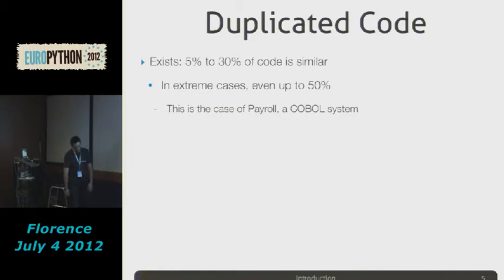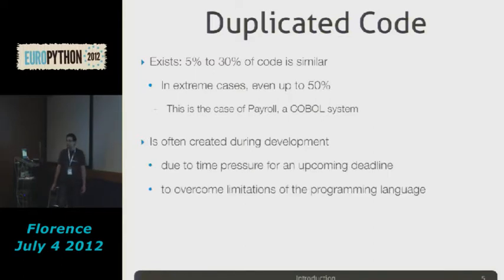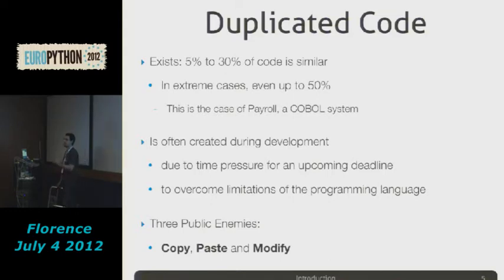Duplicated code is a real problem. Researchers in the field of software maintenance stated that in large systems, from 5% to 30% of the code is similar, and in extreme cases, even up to 50%. That was the case of a COBOL payroll system. They also said that duplication often occurs in development because of time pressure due to upcoming deadlines, or to overcome limitations of the programming language. Anyway, from my point of view, there are three public enemies to combat: copy, paste, and modify.